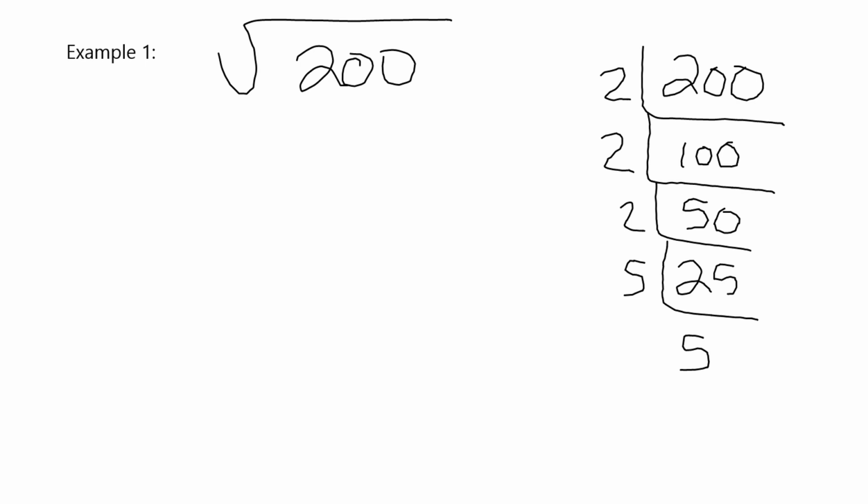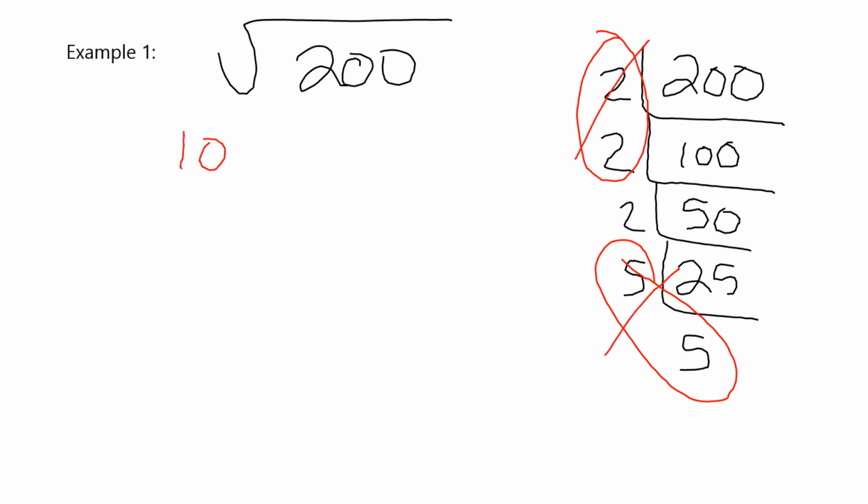Now, because we're finding perfect squares, squares meaning pairs, they're groups of 2s. If you were doing cubes, you would need groups of 3. So I'm going to circle my pairs, and there are 2 of them, 2 and 5. You take 1 from each of those pairs and multiply them together. So 2 times 5 is 10. That goes on the outside of the radical symbol. And what's left is this 2 right here, and that goes on the inside.